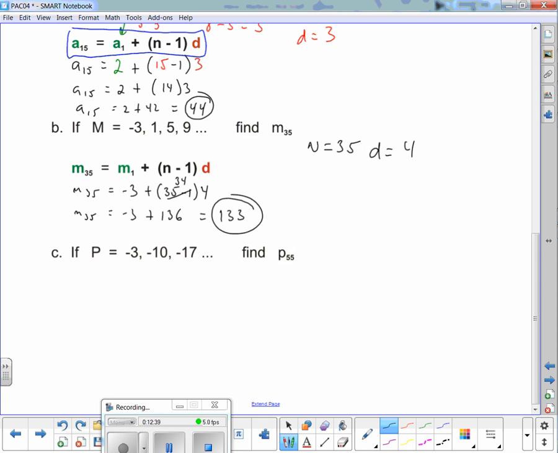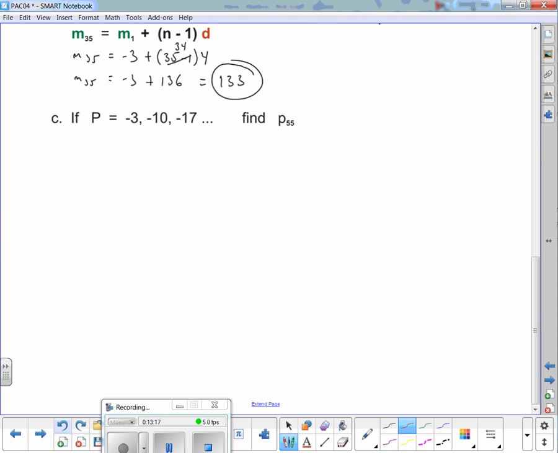So again, the explicit formula allows us to find the value of any given term if we know the first term and we can figure out the common difference. Christina. So 35 minus 1 is 34. 34 times 4 is 136. Remember, whatever you get inside the parentheses will be multiplied times your D.